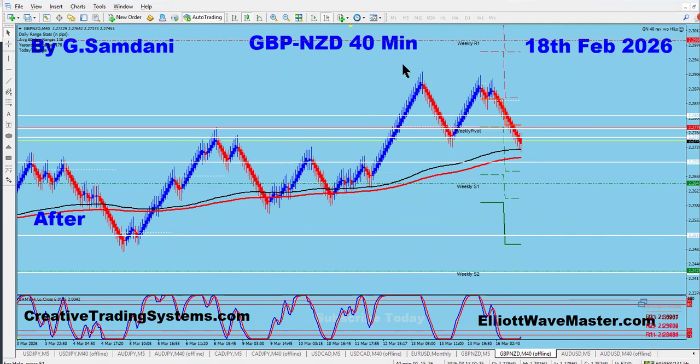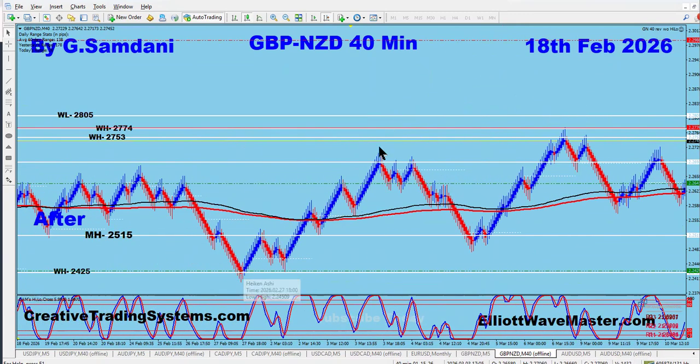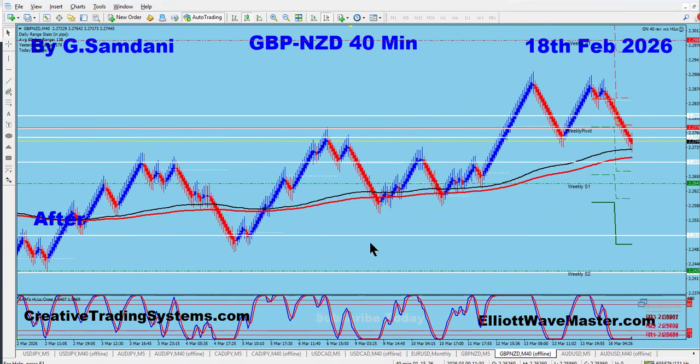This is a nice, beautiful move. This is an ABC sideways correction, beautiful. This you can say is like, from here, wave 1, 2, right? Now wave 3 needs to come.